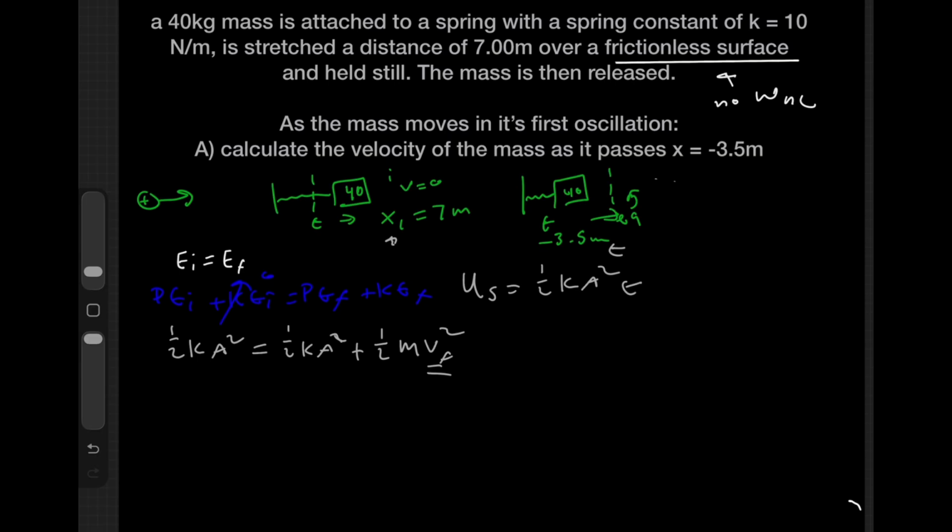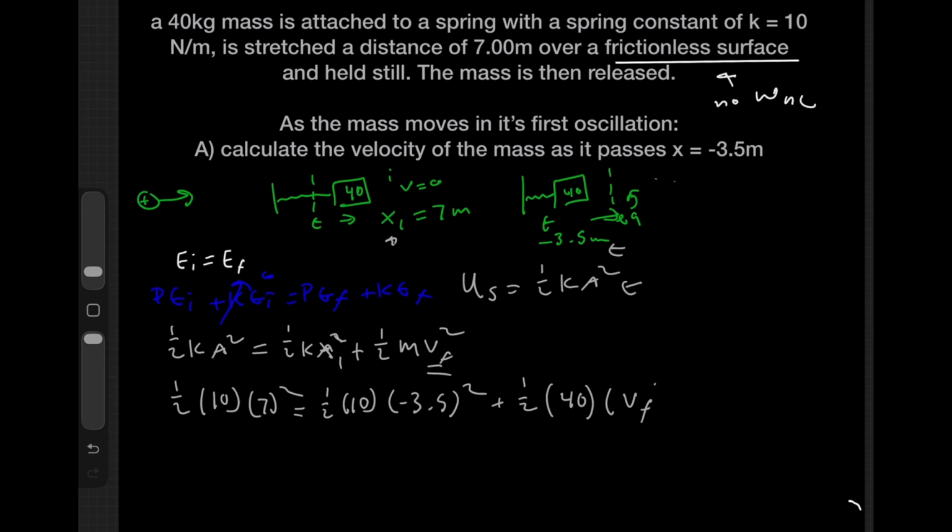So now we're going to plug in our values. So we know our K value is 10. So we're going to go ahead and plug that in. And we know our amplitude, our initial displacement, is 7. So we'll plug that in squared. And then we'll do the same thing over here. 1/2 10. I meant to write x here. I'm so sorry. And we know that this is negative 3.5. So we're just going to put a negative 3.5 here, and that's going to be squared. And then we have half of our mass, and we're going to take the mass of the block because we're assuming that the spring is massless. We're going to say 1/2 of 40 times the velocity final squared.